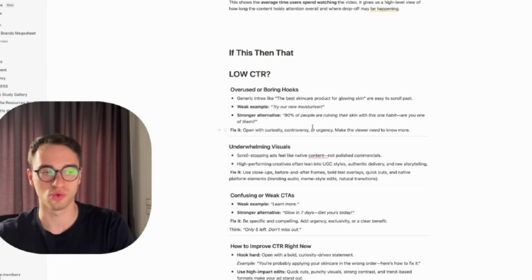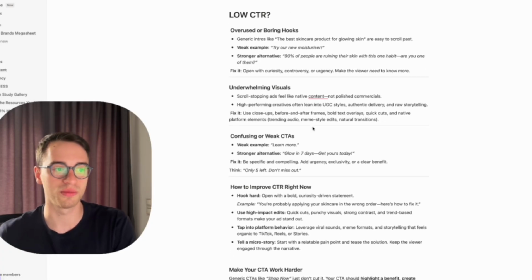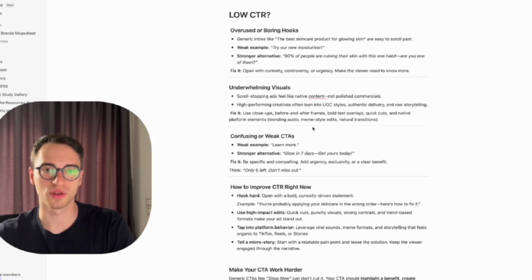it as the solution. The other common mistake here is underwhelming visuals. Again, most videos, or even most statics, are very boring, and there are not enough visual or auditory elements that can actually stop the scroll, basically. The other thing here is the visuals.